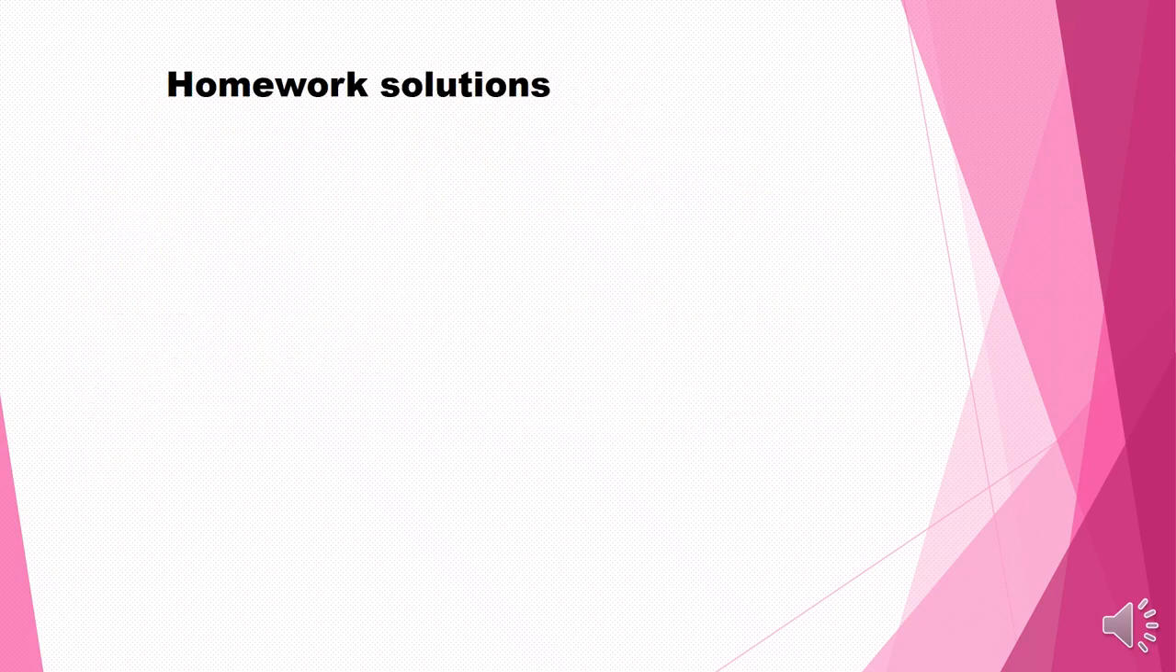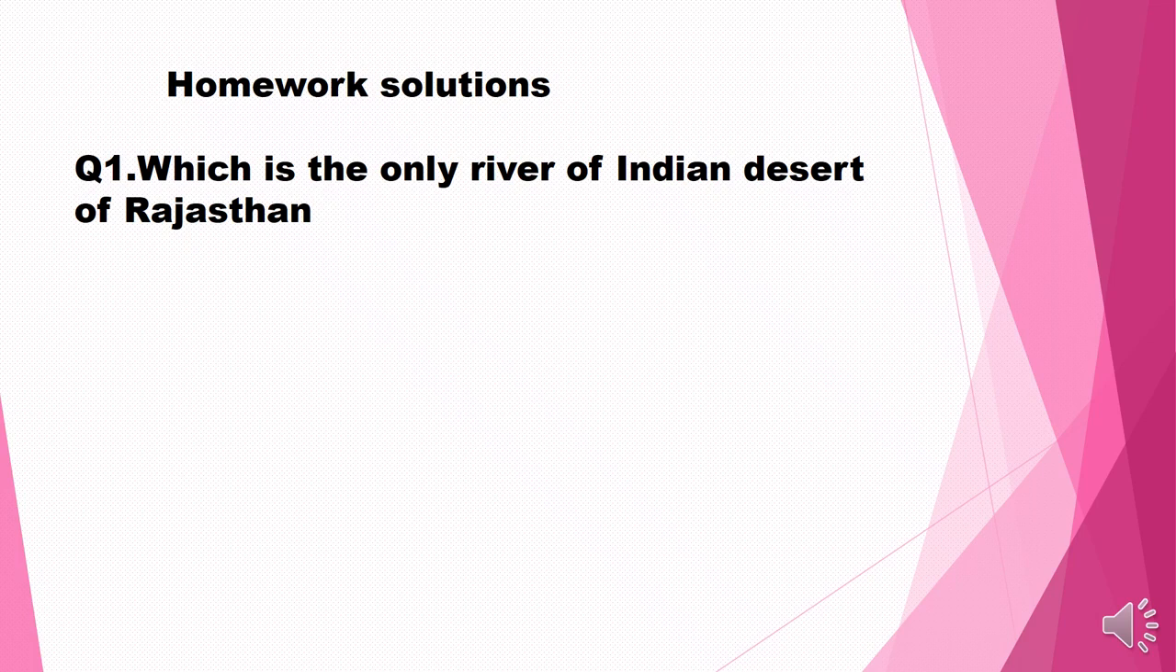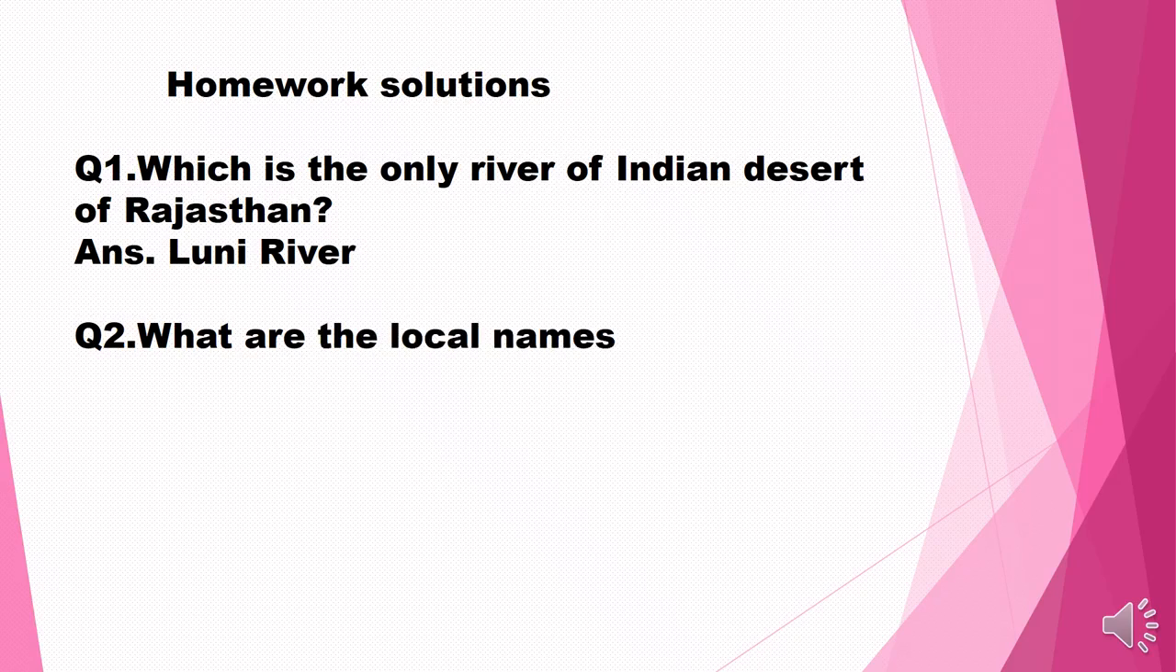Students, today your homework solution. Question number first: Which is the only river of the Indian desert of Rajasthan? Answer is Luni River. Question number second: What are the local names of the western coastal plain?